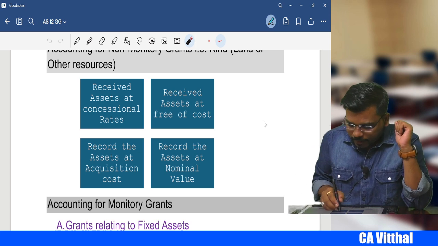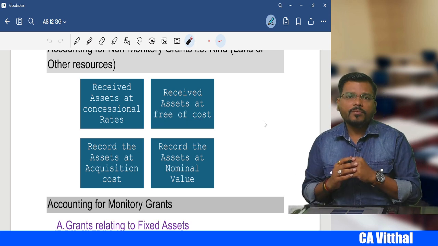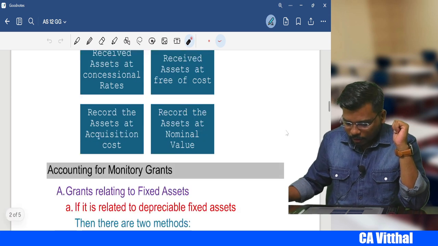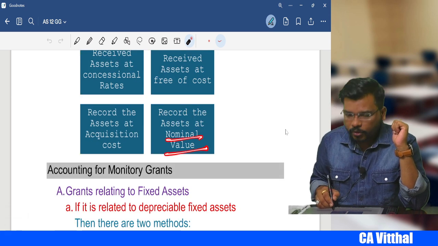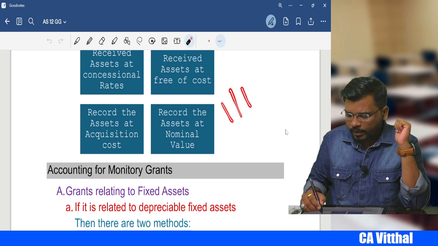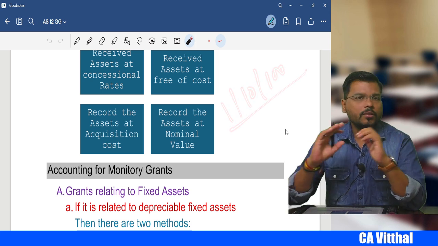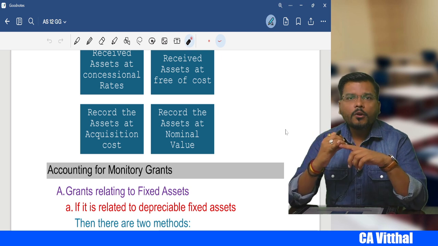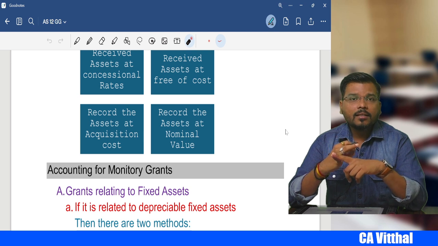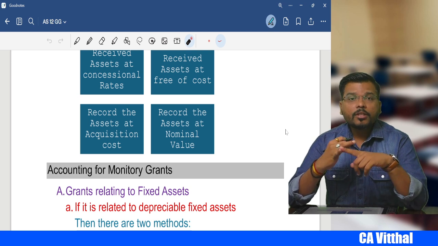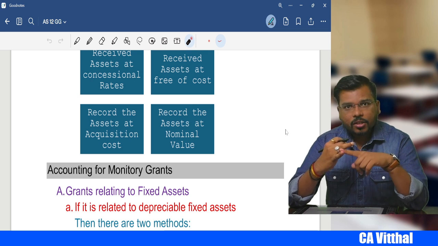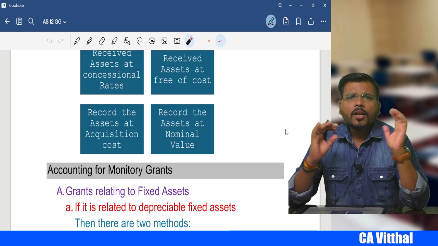Next, if you receive the asset free of cost, then what, my dear students? Then record the asset at a nominal value. Now nominal value means what? 1 rupee, 10 rupees, 100 rupees, whatever is suitable. Are you getting my point, my dear students, right? So again, if a non-monetary government grant is given at a nominal rate, that means free of cost, we should record at a nominal rate. If the asset is given at a concessional rate, record at the cost of acquisition.